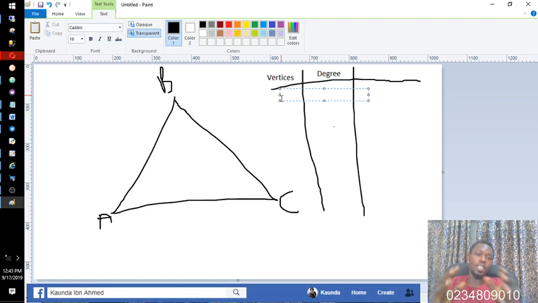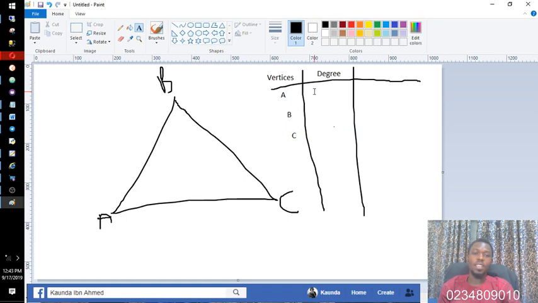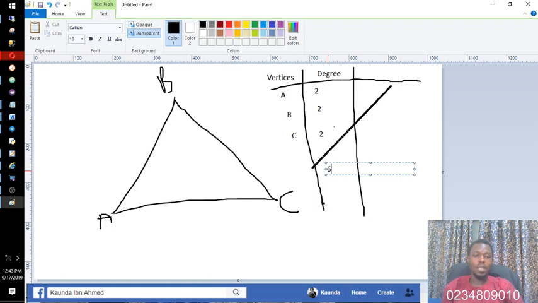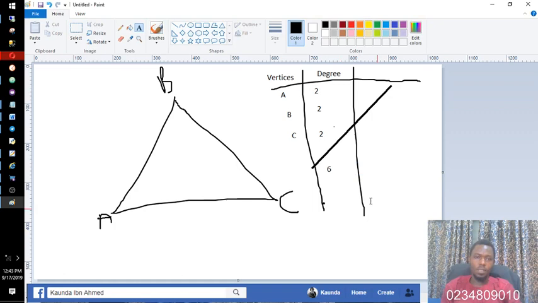So we have the vertices A, we have B, we have C, and then the degree here is 2, that is the number of lines coming to that, and then this is 2, and then this is 2. So mostly this is how it is, and then you total it. You rule a line here, and then you put your total there as 6. So this is how it is. The best way to present it is this way, in a tabular form.